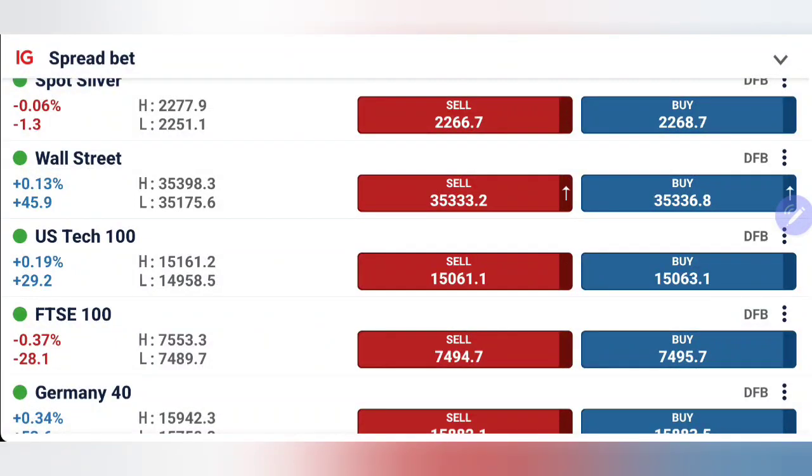US indices, after dropping earlier with the China and Japan markets, have recovered very strongly with the US session. At the same time, the resistance level played out well: 15,140 zone for Tech 100 was precisely achieved, and it has reversed since then. So now, what to expect with the US session trading Nasdaq 100 and Dow Jones? We will see with the help of charts and indicators. First Tech 100, followed by Dow Jones.